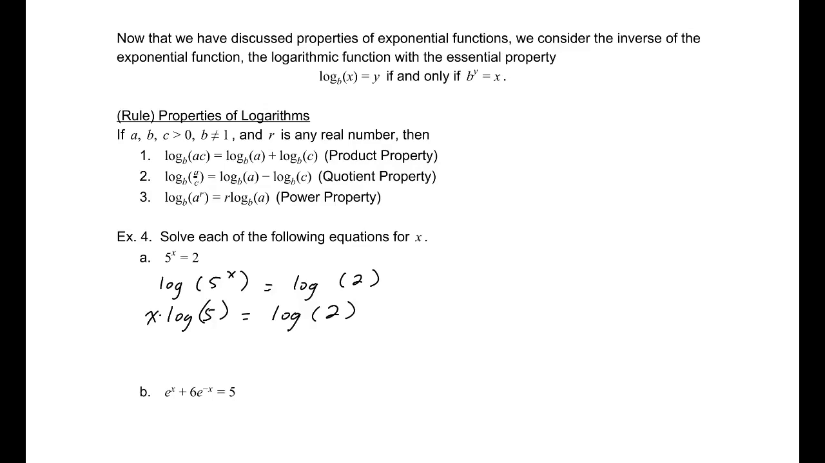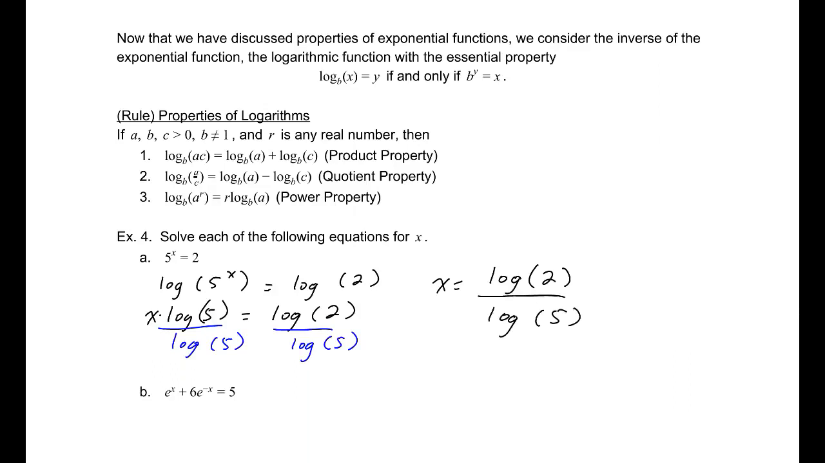Now log 5 is just a value, so I can divide by log 5. Which makes x equal to log base 10 of 2 divided by log base 10 of 5. Now since I could have used any base logarithm, I could have done log base 5 actually. That would have been very helpful, as we'll see later. Or I could have done natural log. So this is equal to natural log of 2 divided by natural log of 5. Both of those are equal, so any of those would work.